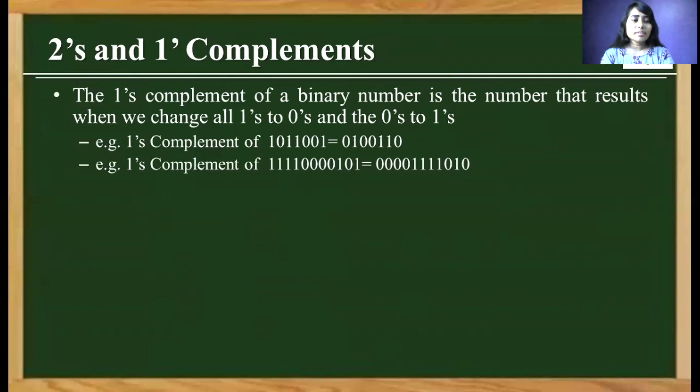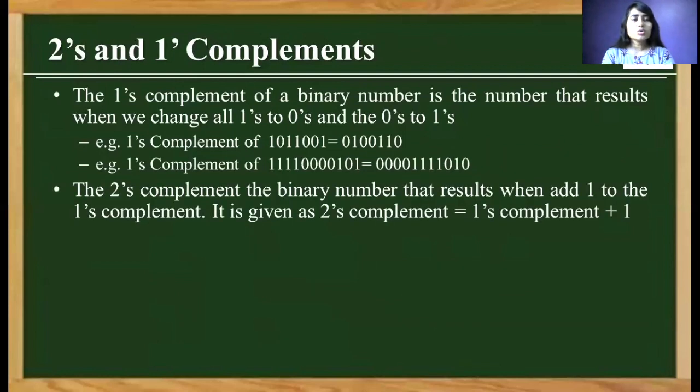Here is another example. The ones complement of 1 1 1 1 0 0 0 0 1 0 1. Just replace 1 and 0. So we have the answer 0 0 0 0 1 1 1 1 0 1 0. So this is how we can calculate ones complement easily.